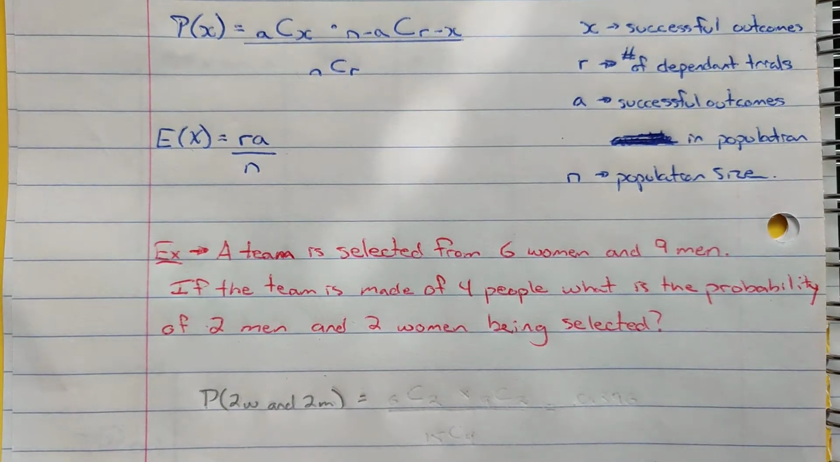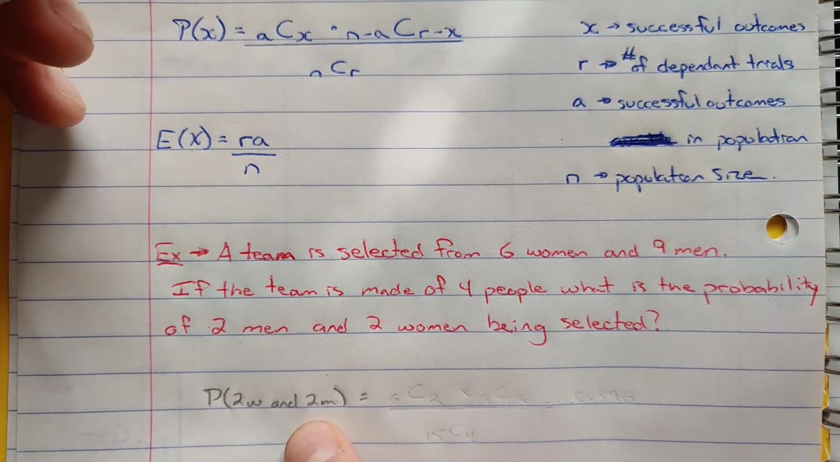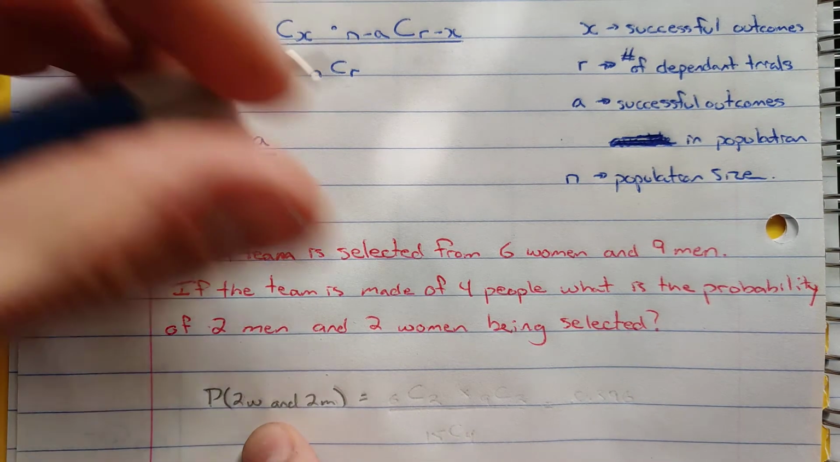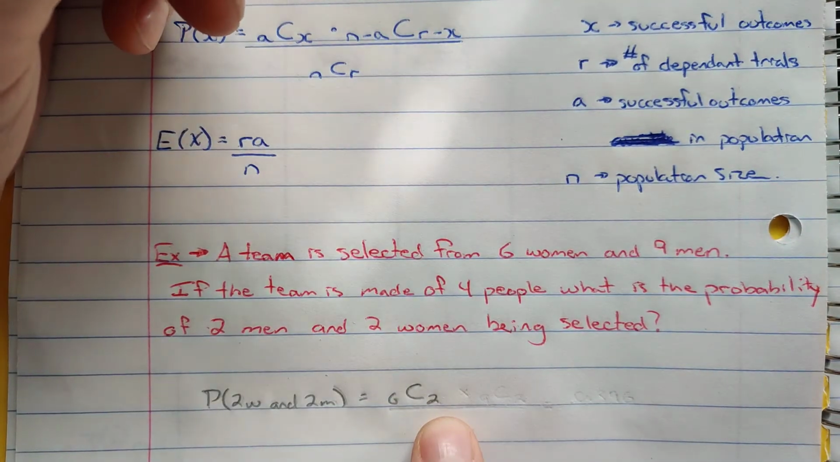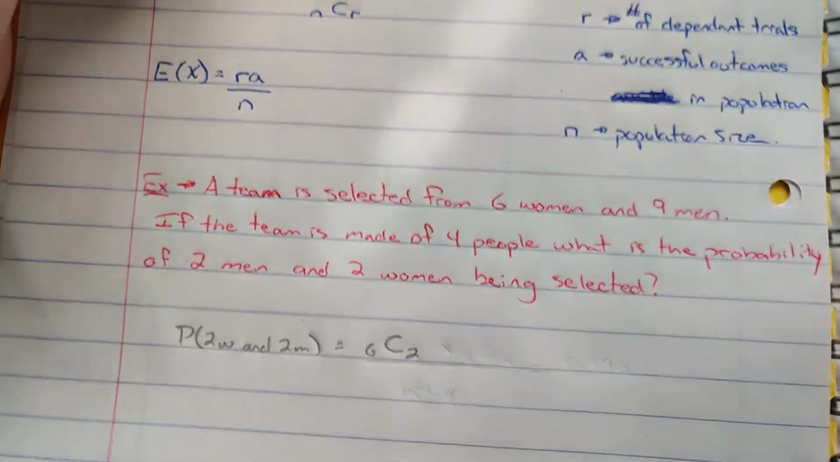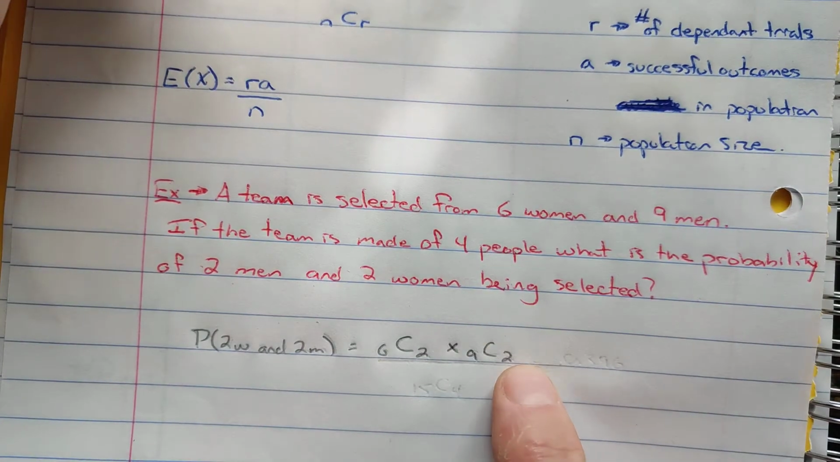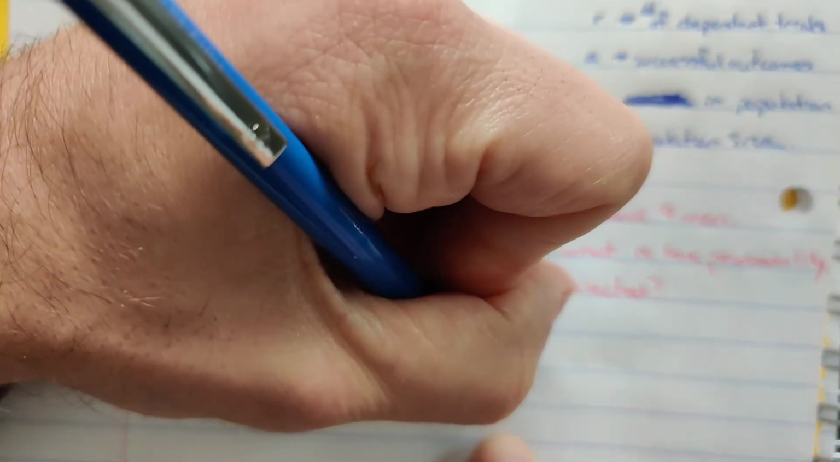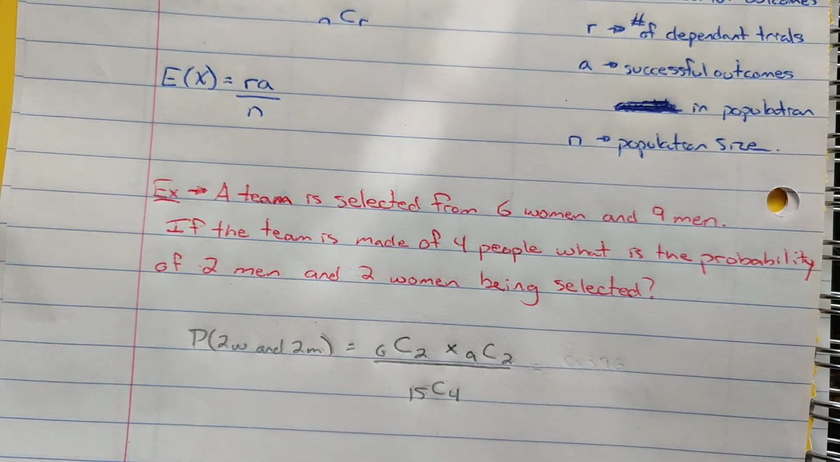And now if we're going to make a team, we've got to select our women. So how many ways can you make a team of 2 men and 2 women? So 6 choose 2. 6 women, choose 2 of them to be on the team. And then multiply that by 9 choose 2. 9 men, choose 2 of them to be on the team. And then divide that by the total number of ways of choosing the team. So there's 15 people, choose 4 of them.